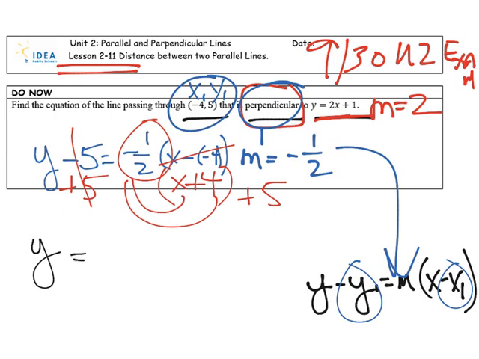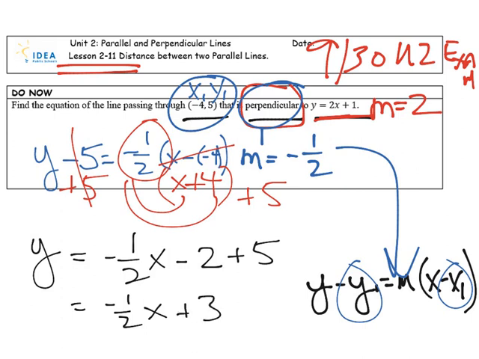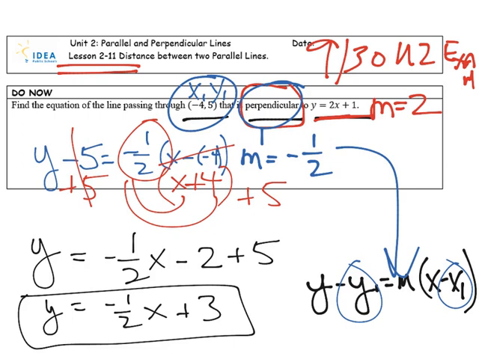So let's clean this up a little bit. When I distribute that -1/2, I would get -1/2 x. Negative times a positive is negative, so negative 2, plus 5. Then one more time to simplify, -2 plus 5 is the same as plus 3. This would be our final equation for the line that goes through (-4, 5) and is perpendicular to this equation. Remember, perpendicular lines create a 90-degree angle when they intersect. All right, let's move on with today's lesson.